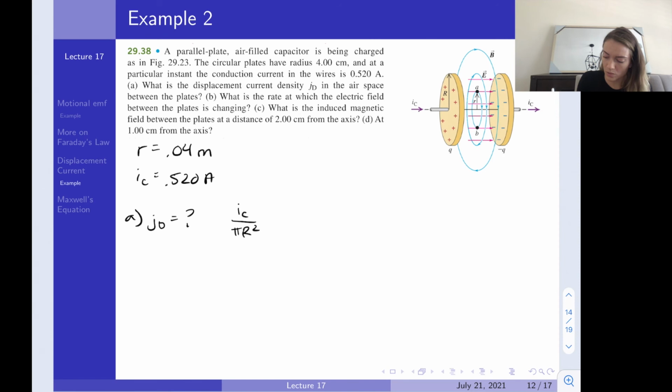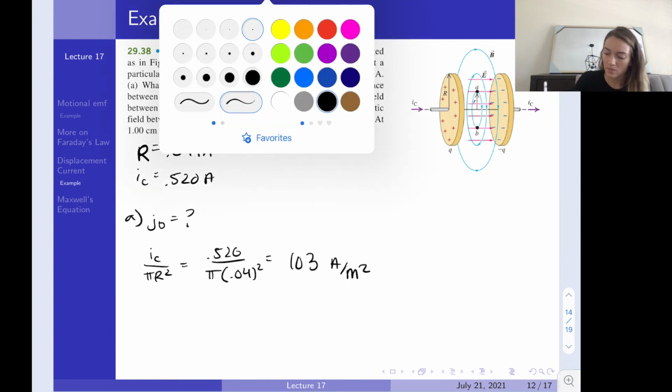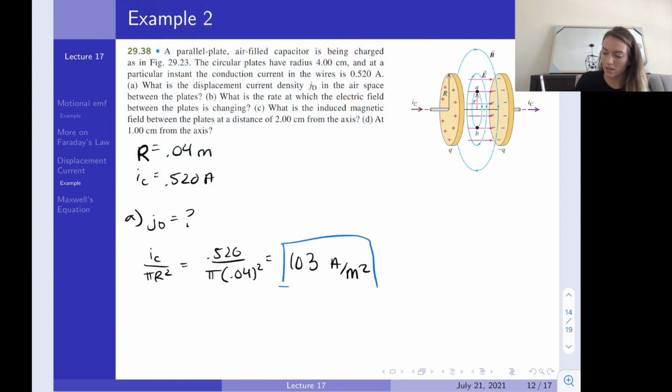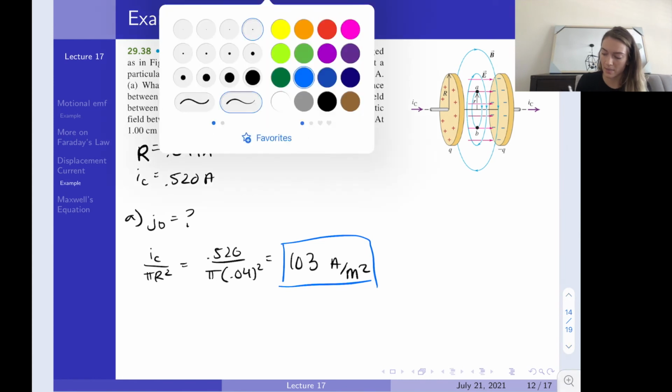So if we want to plug this in, we need to plug some numbers in. So we have our current is 0.520 over pi R squared, where I should make this capital R, is 0.04 squared. So this comes out to 103 amps per meter squared. So that's our displacement current density.